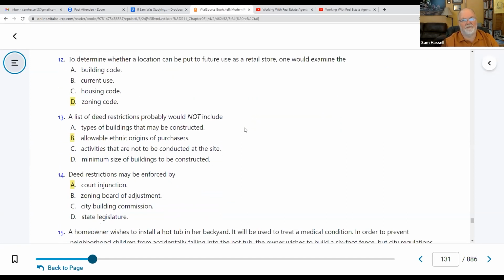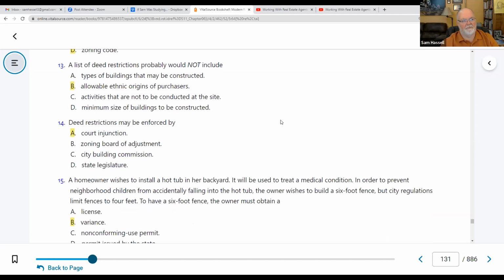Number 12, to determine whether a location can be put to future use as a retail store, one would examine the zoning codes, right? The zoning codes. That's what would be necessary. How big is this? A commercial area? How big of a store can I put in there? What are the rules? Otherwise, I can't do it.